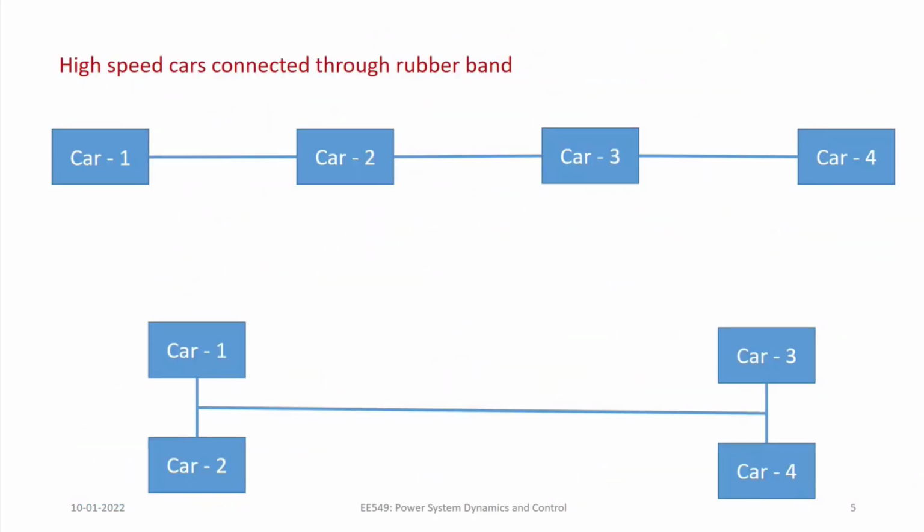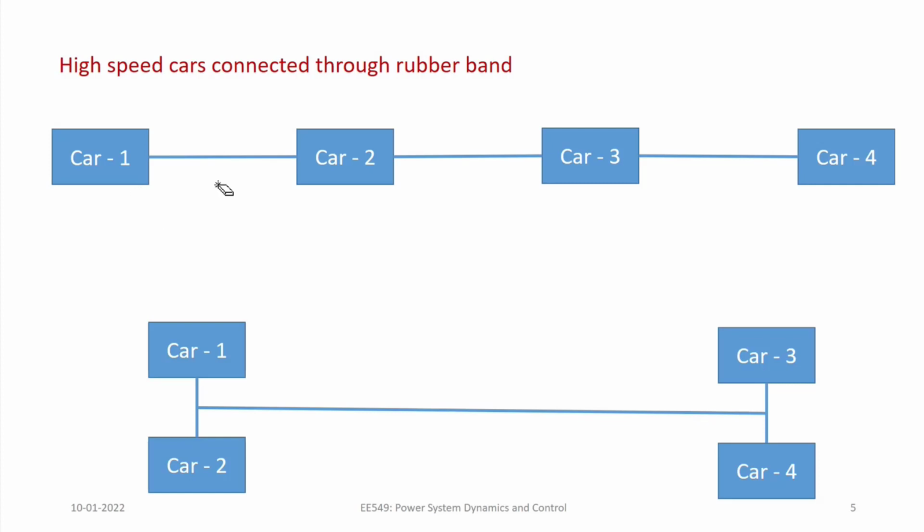Here we have an analogy of cars. Suppose we have 4 high-speed cars connected through rubber bands. Let us say these cars are connected in series by rubber bands, and they're traveling on the road. Suppose they're traveling in sync, and car 1 suddenly increases its speed. What will happen?